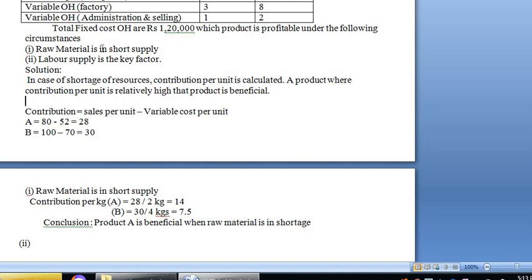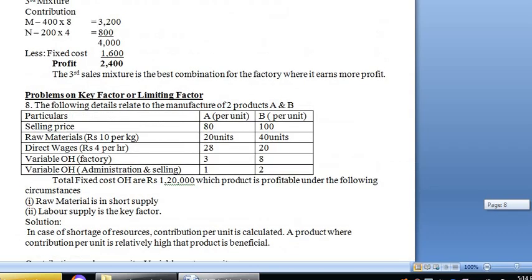Now what they have told us, labor supply is the key factor. Again here, contribution per hour of product A we are going to solve first. 28. Okay, now just check the labor hours. Labor hours are rupees 4 per hour. Okay, so direct wages for A is 28 and for B is 20.